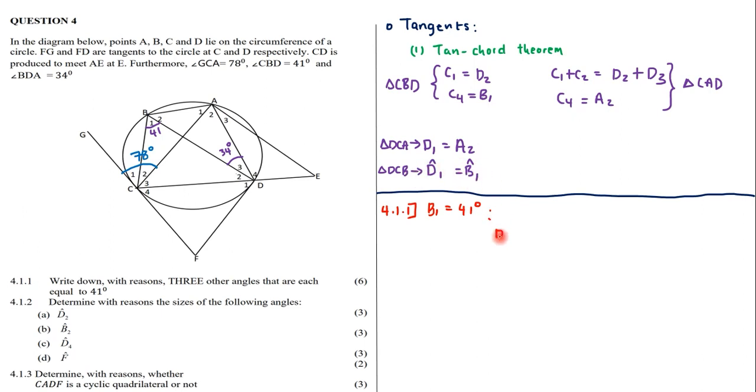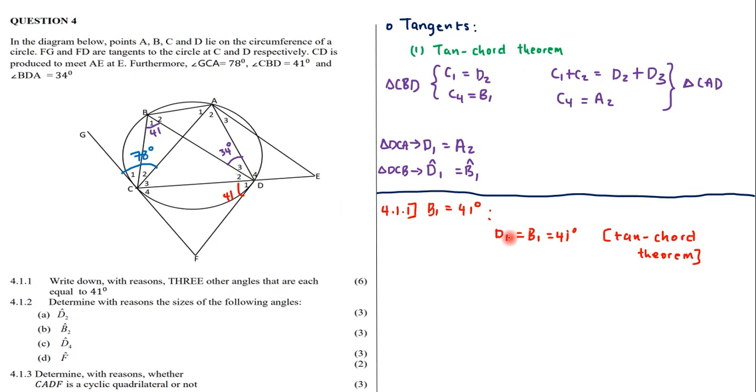I can see that angle D1 is the same as B1, which is 41. So what was the reason here? If you remember the reason here, it was the tan chord, because we're talking about tangents. So it's the tan chord theorem. So everything here just comes out naturally. So now if we have D1 as 41, which means now we're gonna go there and write 41. So that's the first angle that we have, right?